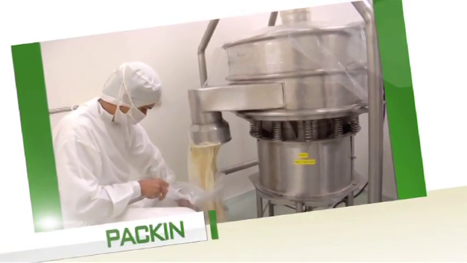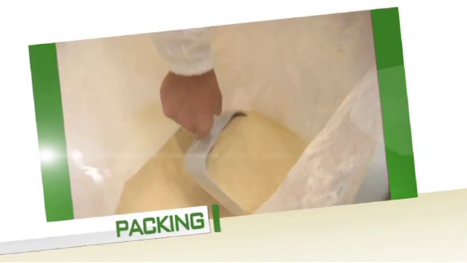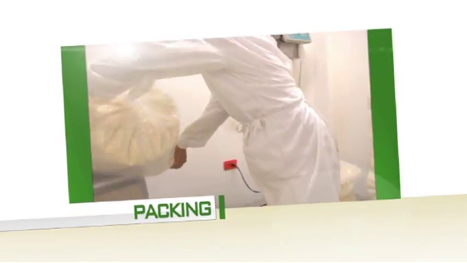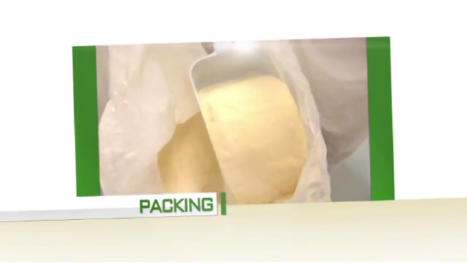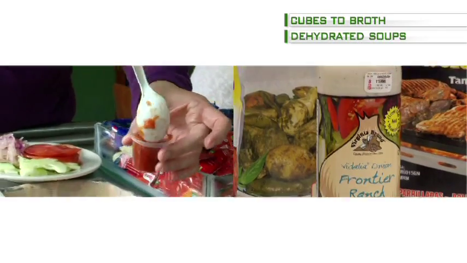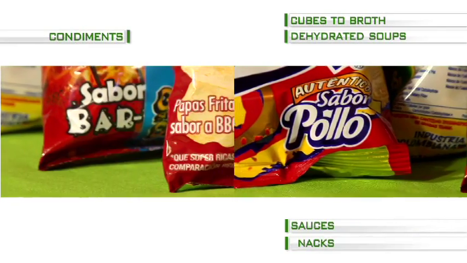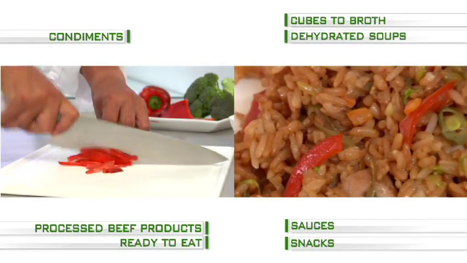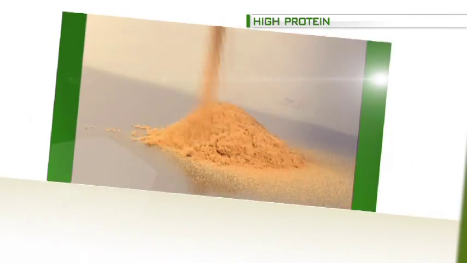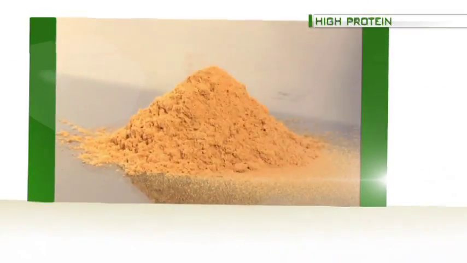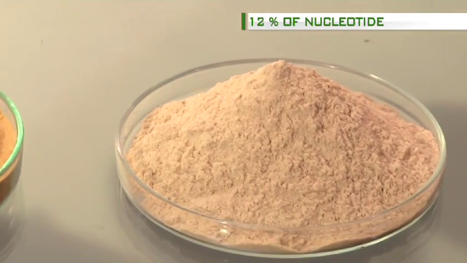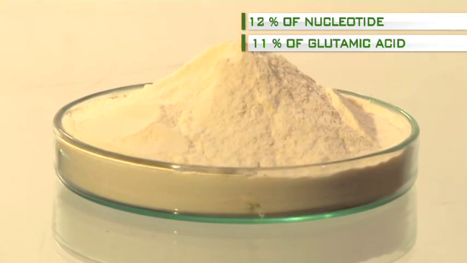The powder is packed under sterile conditions in cardboard boxes using double polythene bags that guarantee the maintenance of the quality until it is used in the formulation of food products such as broth cubes, dehydrated soups, liquid and noodle soups, seasonings, condiments, sauces, snacks, processed beef products, frozen food, ready-to-eat meals, etc. Thanks to its high protein content, these ingredients we have reached 12% nucleotide levels with 11% of glutamic acid.